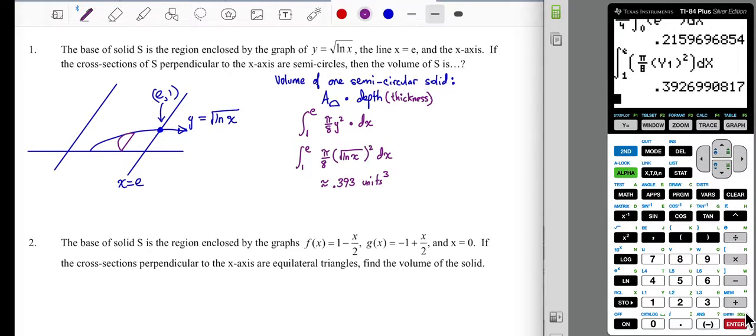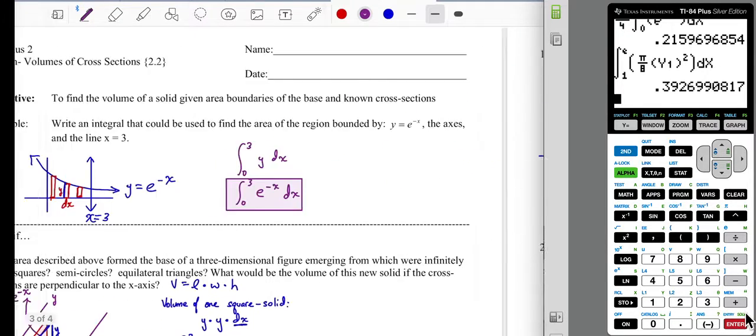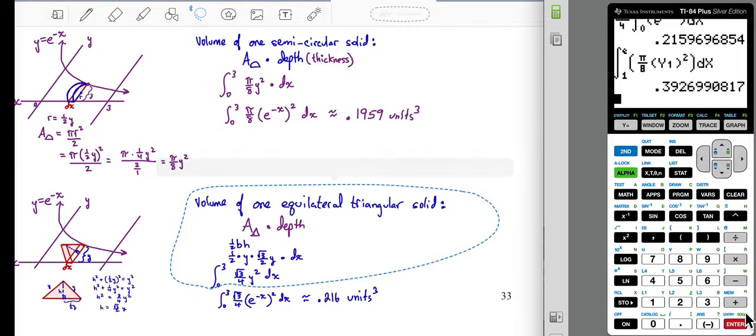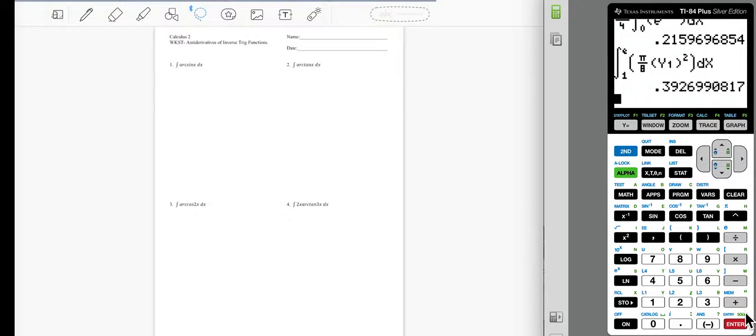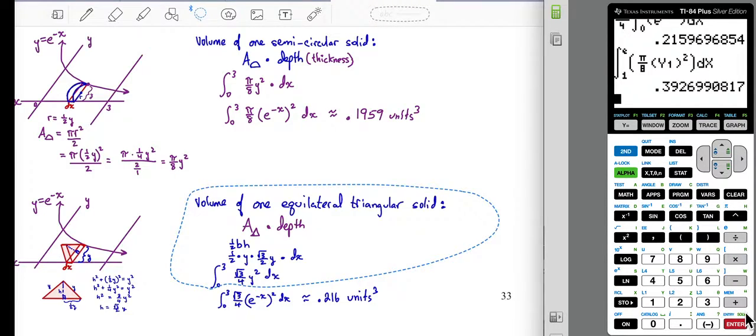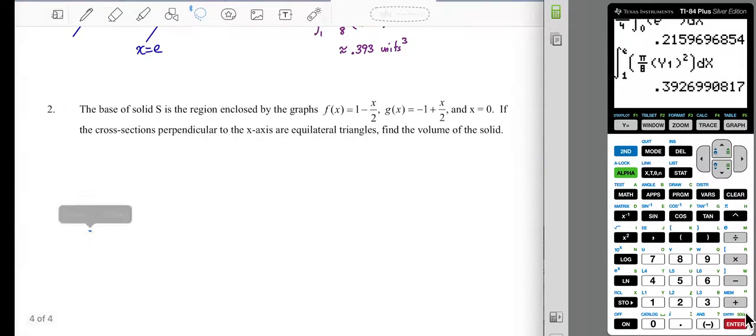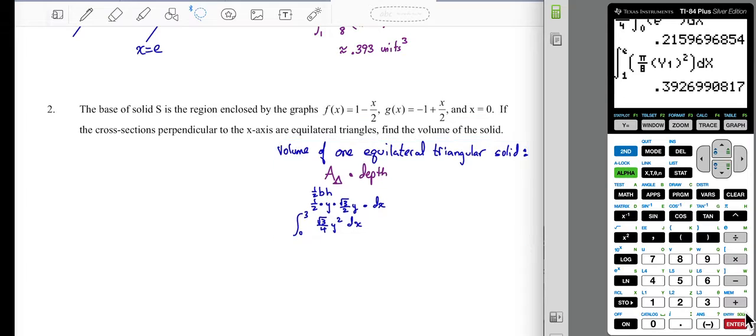So for number 2, equilateral triangles, I'm going to go steal that work too. All right, so again, it's everything except for the bounds. Hit the wrong thing. That's a different worksheet. So I'll hold on to this. I need a diagram though.